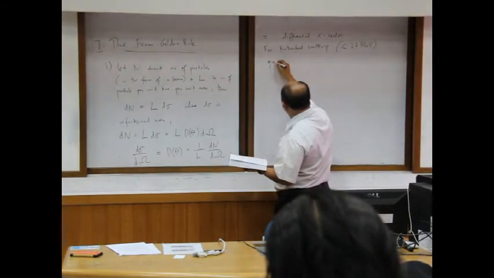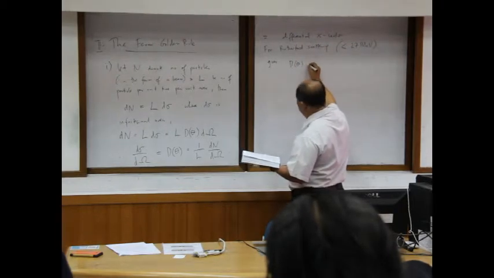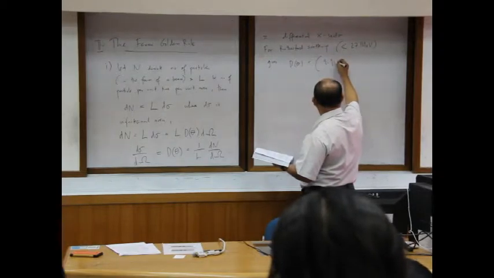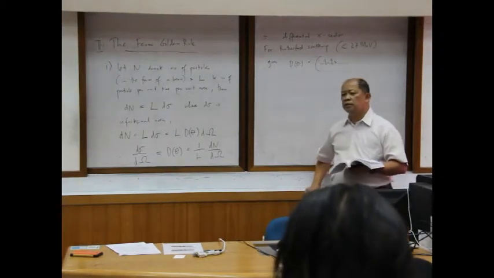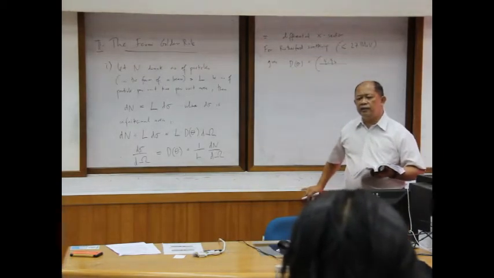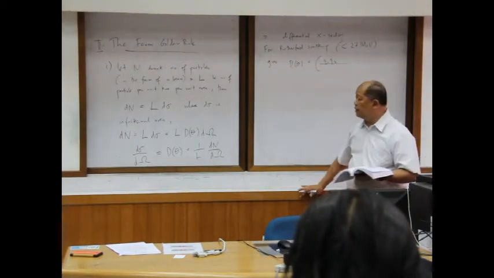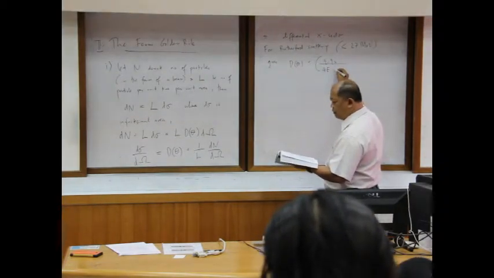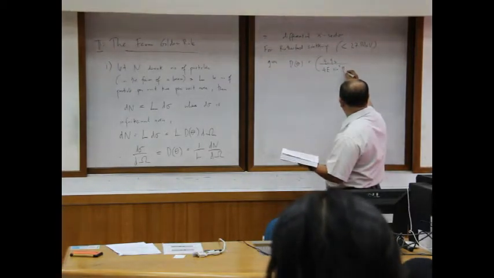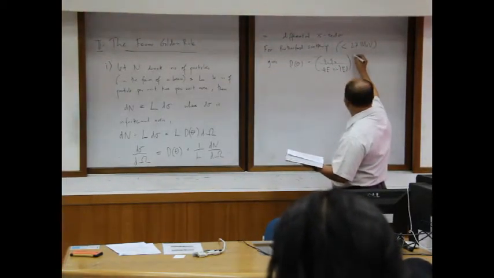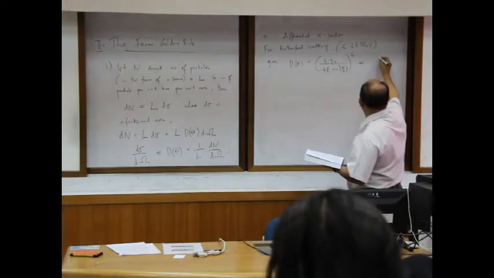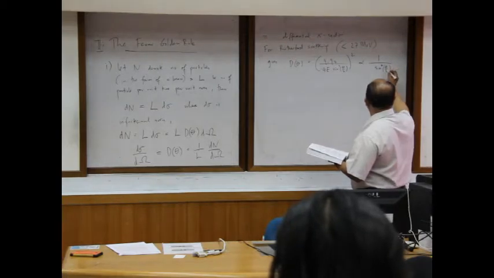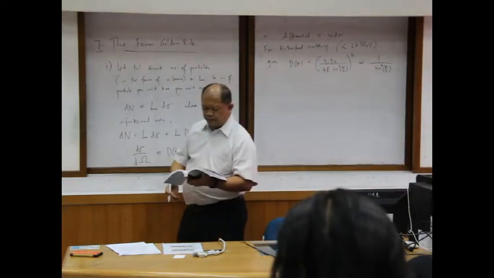This one gives the d sigma d omega, or differential cross section, as Q1 Q2. Why Q1 Q2? Because Q1 is the alpha, Q2 is the charge of the nucleus, over 4E, the energy of the alpha, sine square theta over 2, all squared. So basically this goes as 1 over sine to the 4th theta over 2, where theta is the scattering angle.